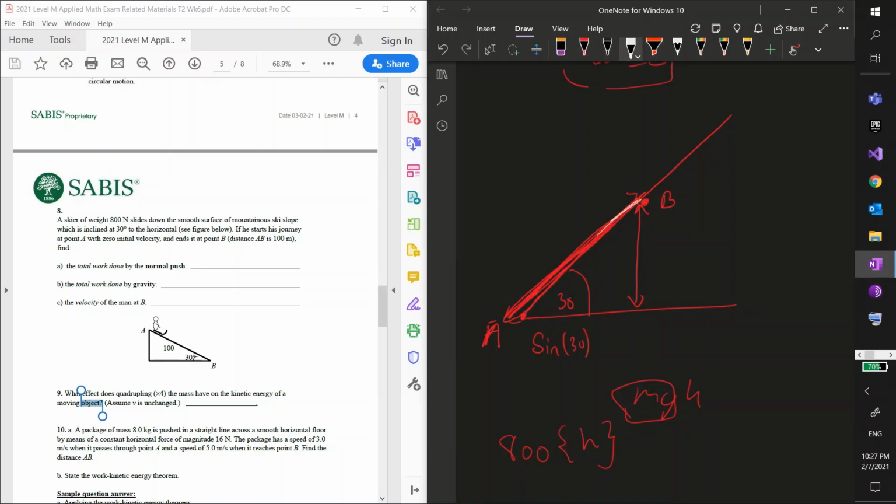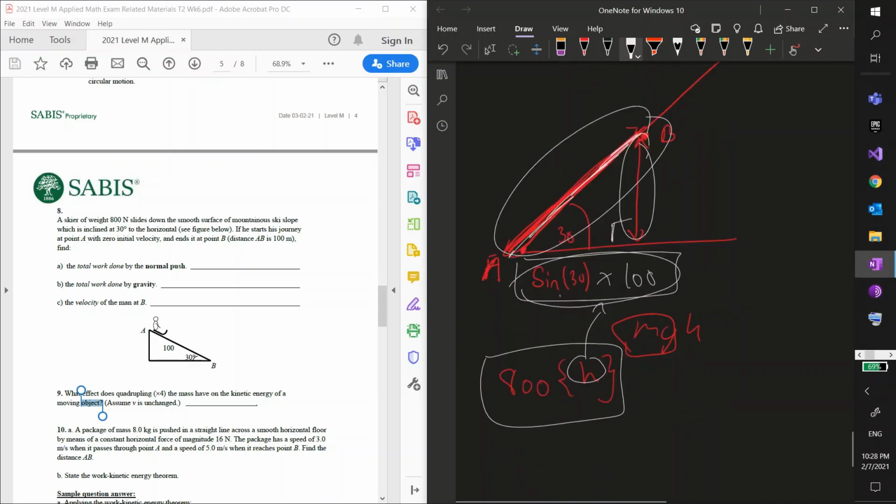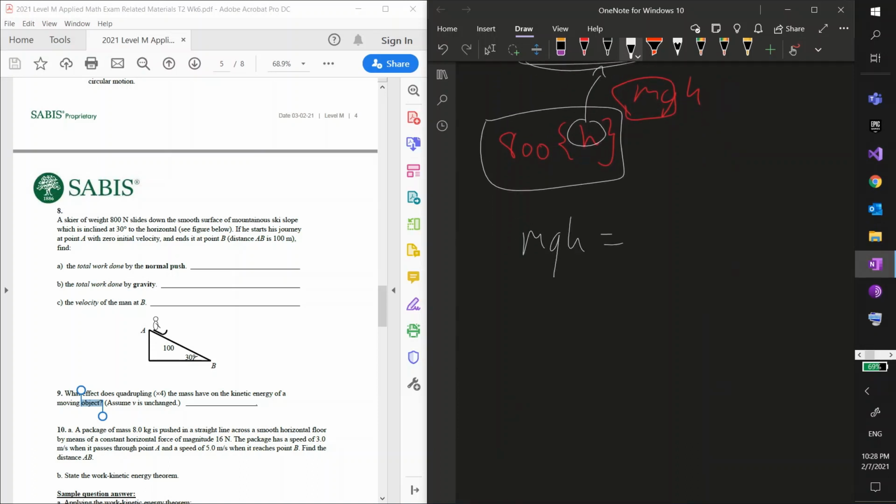Actually, let me do it in white. This is the hypotenuse. This is a right angle triangle. We're trying to find this height. So sine 30 multiplied by this to get this. So what's AB? AB is 100. So your h is sine 30 multiplied by 100. So mgh is going to be 800, which is mg, multiplied by your height, which is sine 30 multiplied by 100. Now use a calculator and find that.